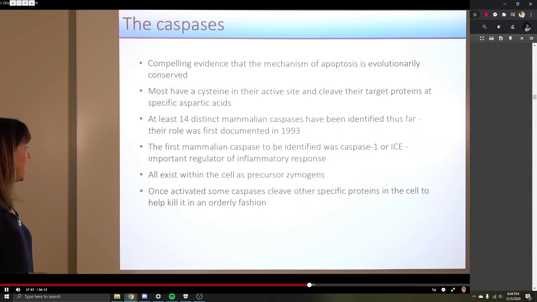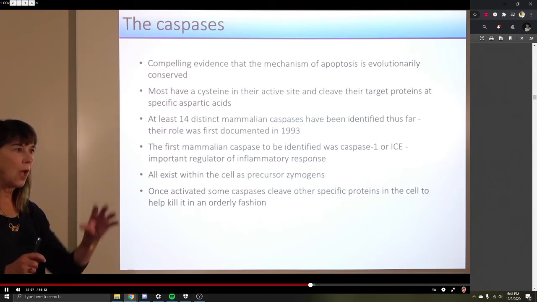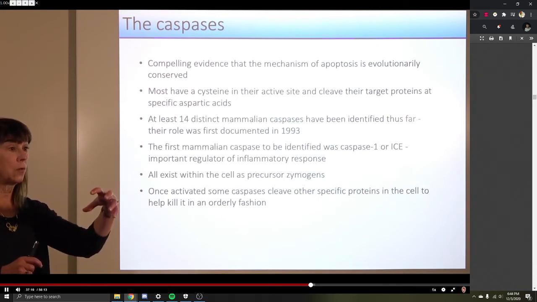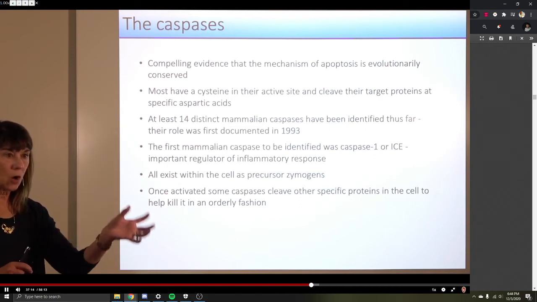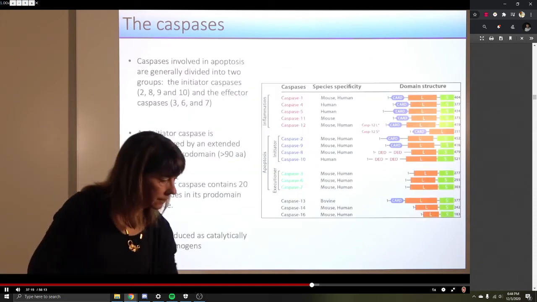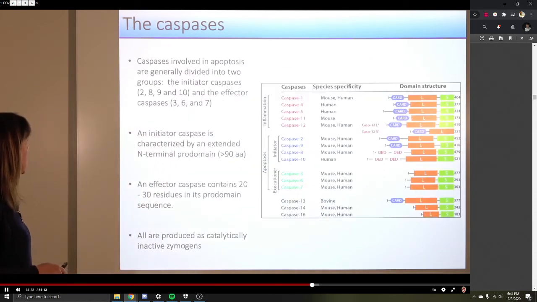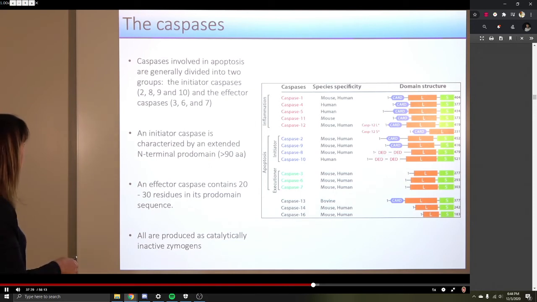All exist, as I said, as precursors. You can't have them chewing up unless it's time. So some interact with adapters, and then they do this autocatalytic process where they cleave themselves. And then they go along and start cleaving other caspases along the way. So the caspases are generally divided into two groups. There's the initiator caspases, the ones at the beginning of that pathway, and then the effector caspases. So these are the initiator caspases, and these are the executioner caspases, or the effector caspases.